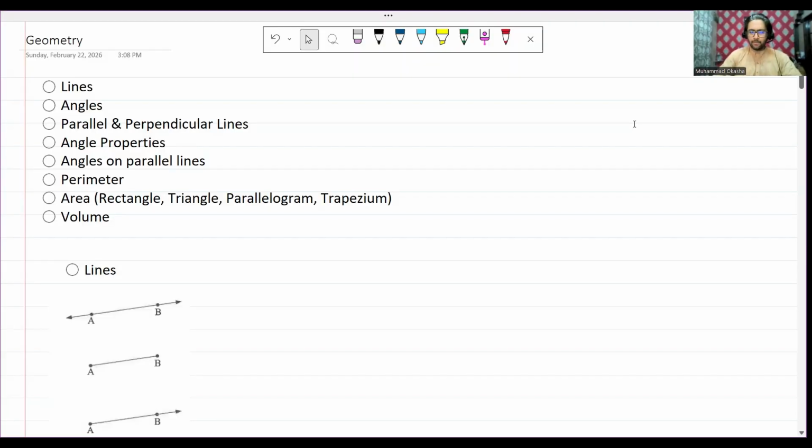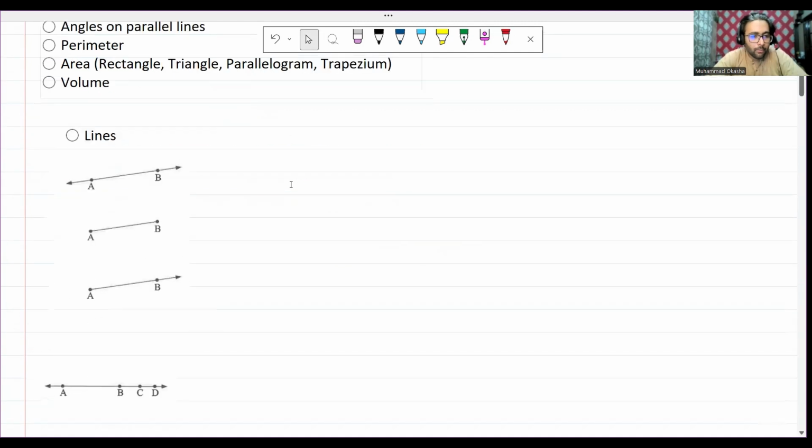We're going to start a new topic, which is geometry. This one is a bit extended, but the concepts are really, really basic. We'll start with lines, angles. We'll see what we mean by parallel and perpendicular lines. Angle properties, look at the type of angles, angles on parallel lines. So if you have two parallel lines, let's say, how many types of angles can be formed on two parallel lines? Perimeter, we're going to talk about area of rectangle, triangle, parallelogram, trapezium, and we'll talk about volume.